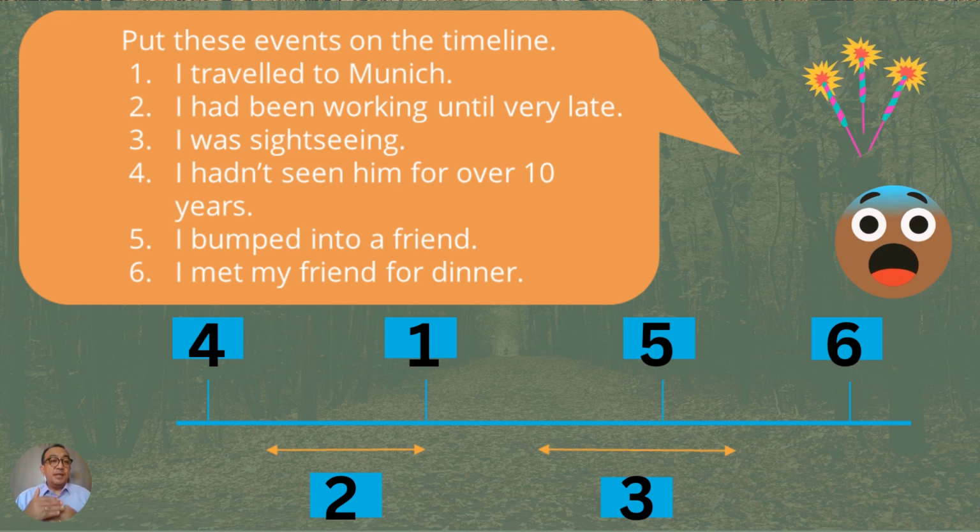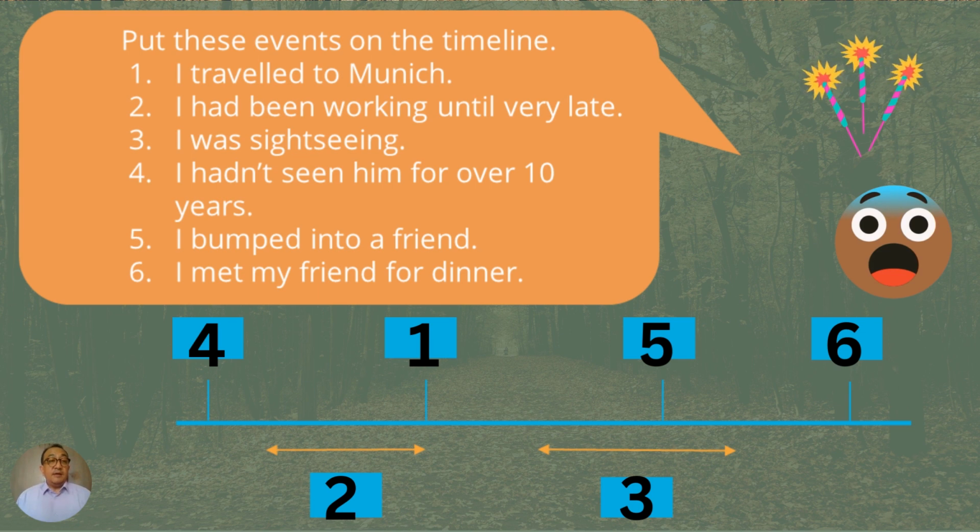What is overlap? The meaning is that number 2 is ongoing, and during that process, number 1 happened. What was that? "I had been working until very late." During that, soon after that, I traveled to Munich. And after that, what is the next one? Number 3 and number 5. What is number 3? I was sightseeing. While I was sightseeing, I bumped into a friend. And the last one, after that, I met my friend for dinner.